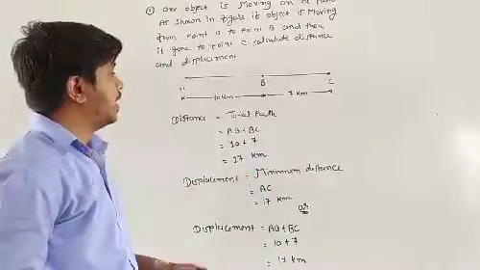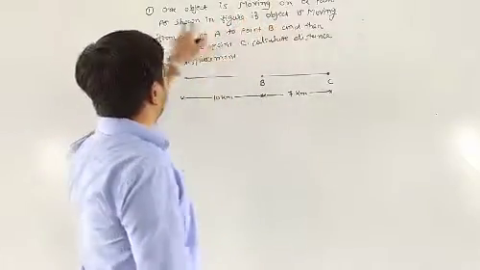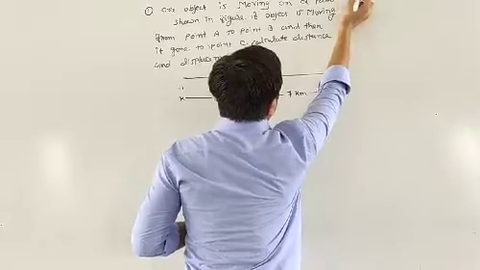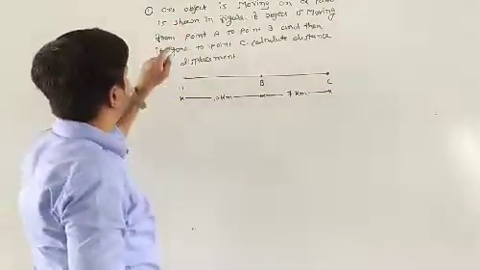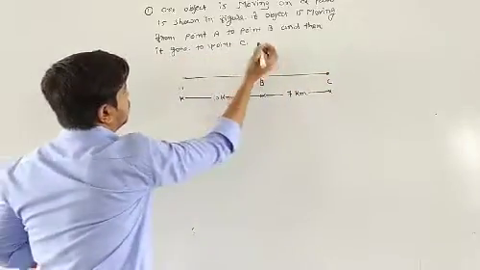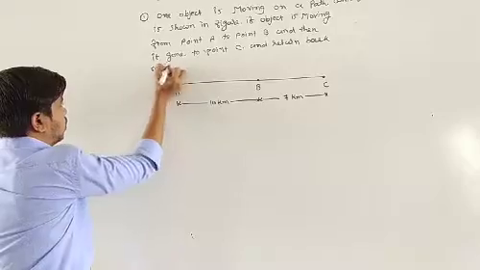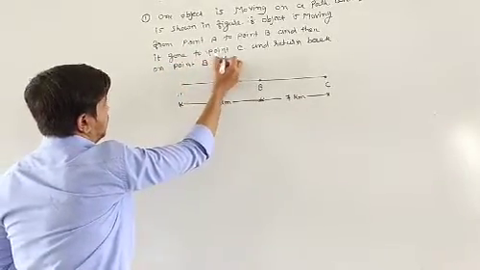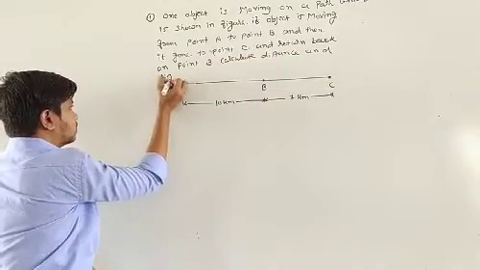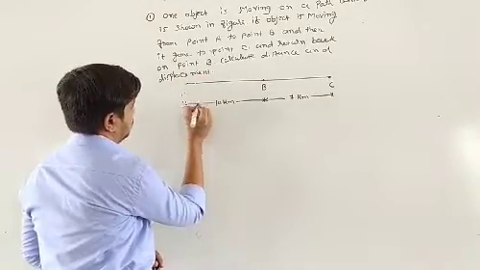So here is one sum. Now I am giving you another one. An object is moving on a path which is shown in the figure. The object is moving from point A to point B, then it goes to point C and returns back to point B. Calculate the distance and displacement. Same figure.